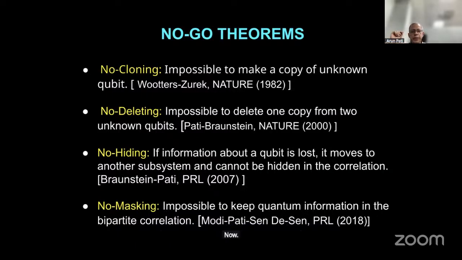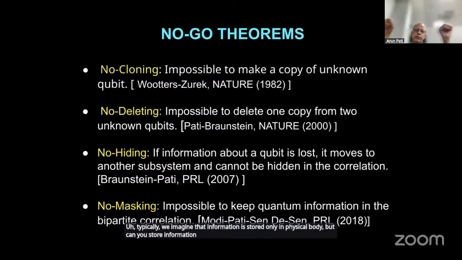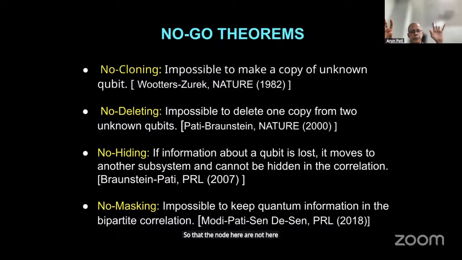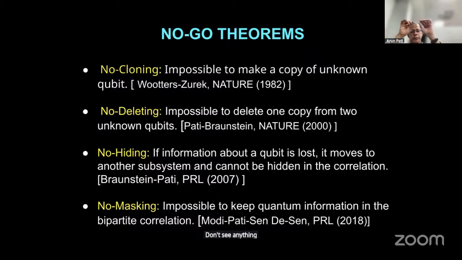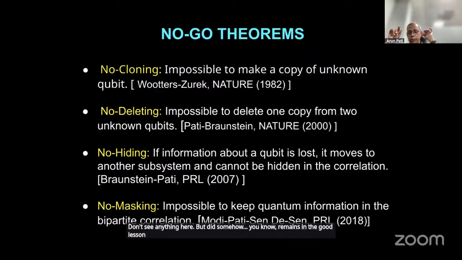Now, in 2018, we proved something called the no-masking theorem, which is a slightly different notion about how to store information in correlation. Typically, we imagine that information is stored only in a physical body, but can we store information only in the entanglement or quantum correlation, so that it is not here and not here? That means you put a mask on system 1 and system 2, you don't see anything there, but it somehow remains in the correlation. Then we proved that no, it is not allowed. So you cannot mask information. That is why it is called the no-masking theorem.